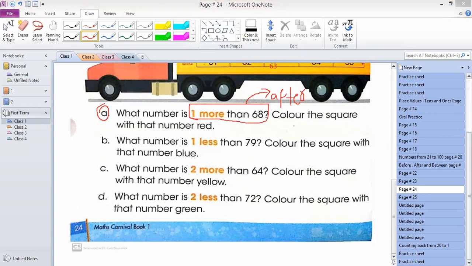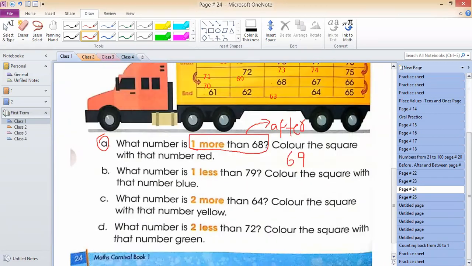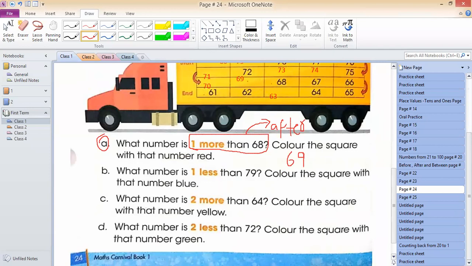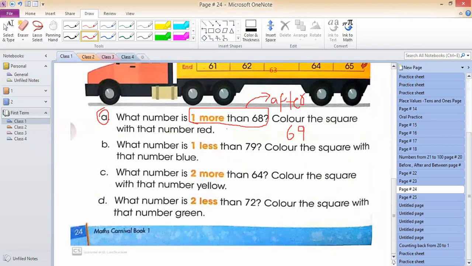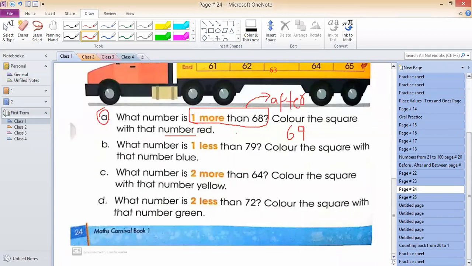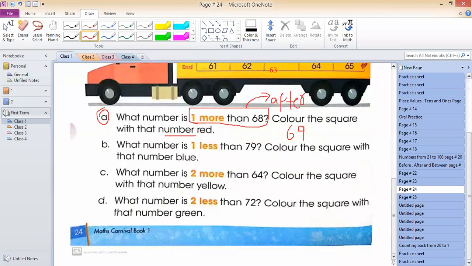69. The answer is 69. The number which comes after 68 is 69. So in order to find out what number is 1 more than 68, you will check what number comes after 68. So this is 68 and this is 69. So what you have to do, guys, color the square with that number red. So you have to color this box with red. You will do it by yourself. I will just tell you the number. You will have to color 69 with red.